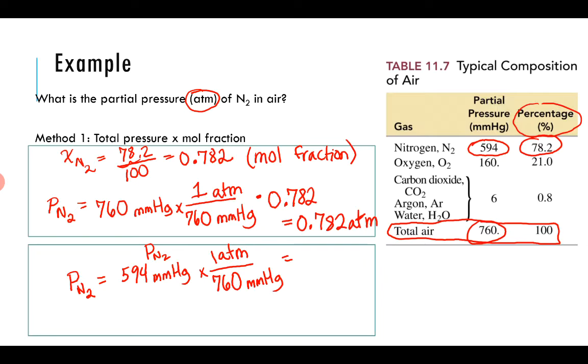You can see that we'll get the same answer as we did above using our mole fraction. So 594 divided by 760 is 0.78157 atmospheres. And then 3 sig figs is 0.782 atmospheres. So we got the same answer that they had in the table.